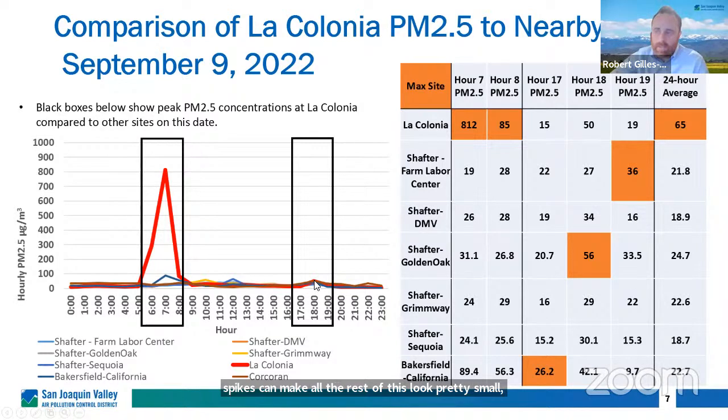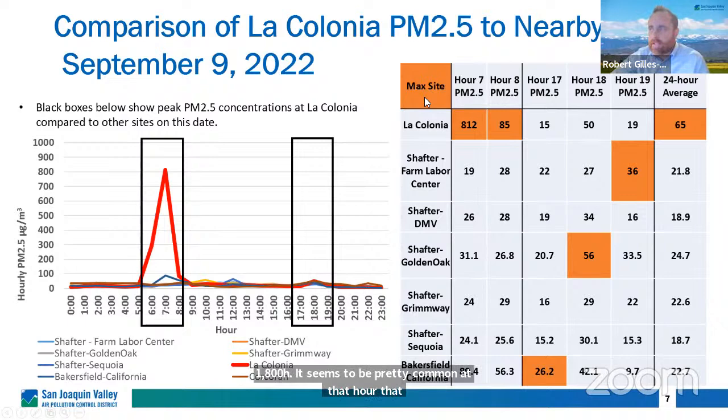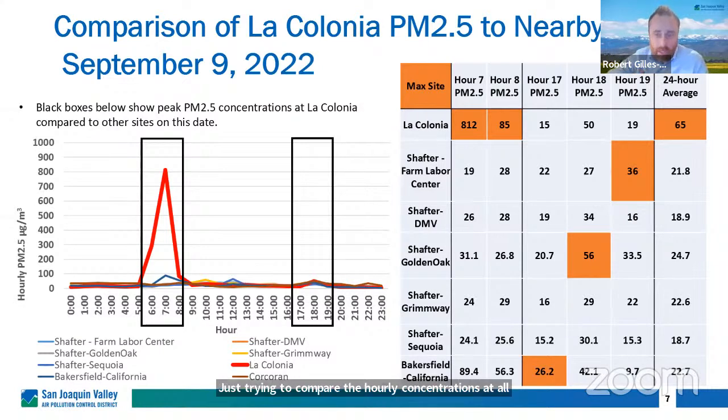It seems to be pretty common at that hour that other sites were increasing as well. That was not unique to La Colonia. And then that's what this table is showing, just trying to compare the hourly concentrations at all of the PM 2.5 air monitoring sites during those 2 blocks of time, what was going on everywhere else. We can see 7 a.m., 8 a.m., very clearly La Colonia, those concentrations were the highest out of anything that was observed. Some of the others were elevated.